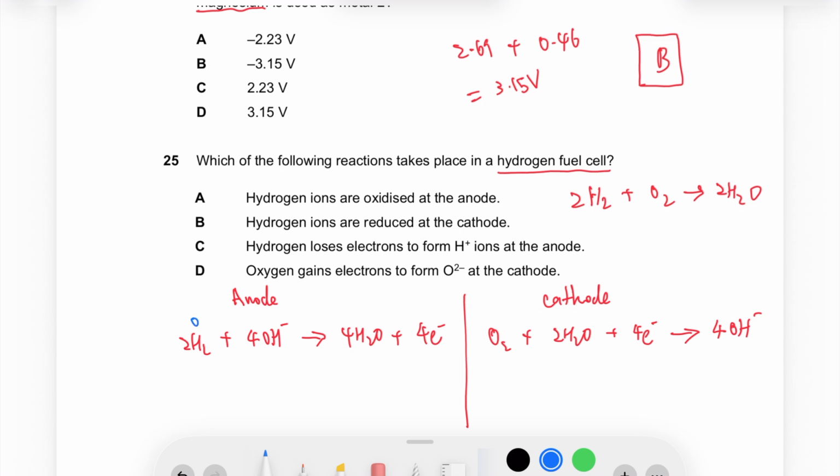Hydrogen gas goes from 0 to plus 1, so it's oxidized. Oxygen goes from 0 to minus 2, so it undergoes reduction. So let's look at the options. They say hydrogen ions. No, there are no hydrogen ions at all, so that means out. Hydrogen loses electrons to form H plus at the anode. Yep, this is correct. Oxygen gains electrons to form O2 minus at the cathode. Oxygen gains electrons.